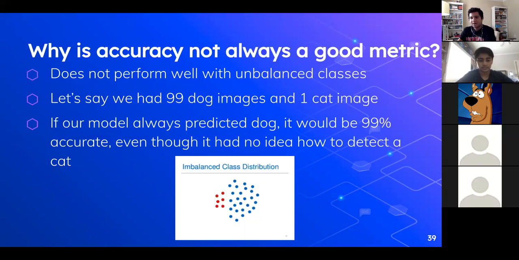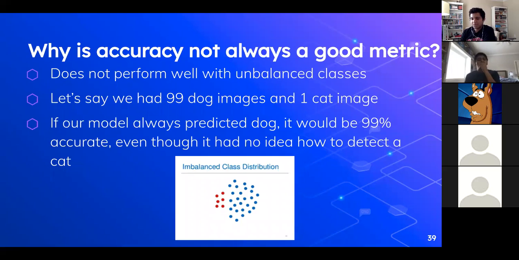If we had 99 dog images and one cat image, it's 99% accurate, even if it has no idea what a cat is, right? It could just get that one wrong on purpose and say everything was a dog and be pretty accurate. This is an extreme example, obviously. Even if it's 70 dog images and 30 cat images, and it just detected all of them as dog, it would be 70% accurate, right? And yet it has no idea how to detect what a dog is.